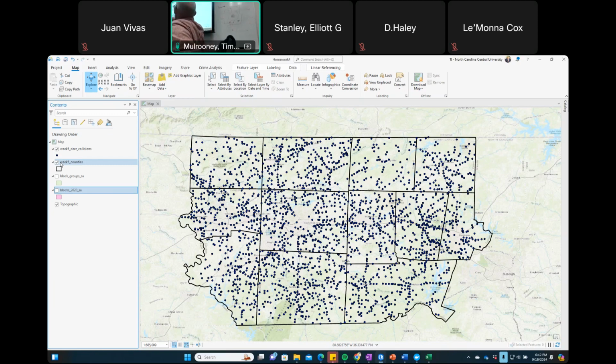So we got this data set here. Basically, what do these points look like to you? They're just a bunch of points, right? That's all they are. It's difficult to make any sense of those.